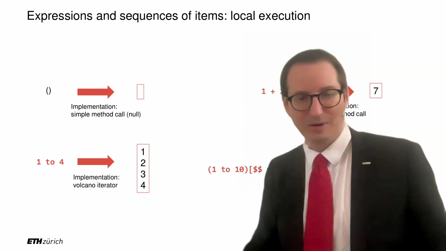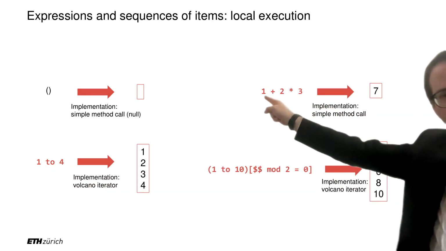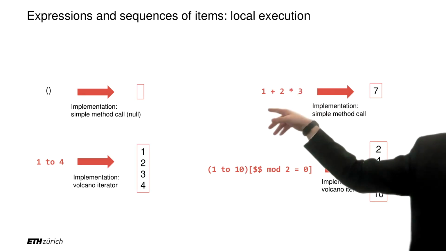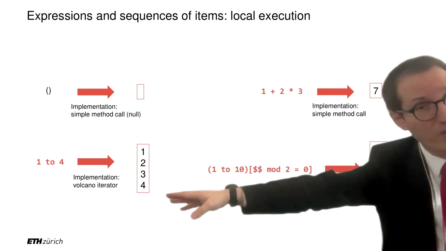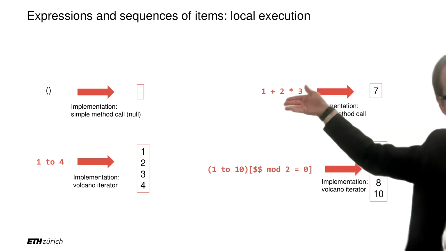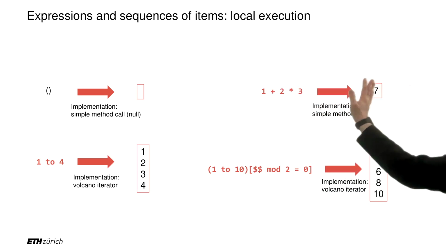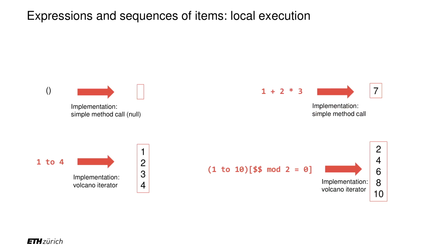So just an iterator, one by one. Here, it automatically detects that it's just a simple arithmetic that only returns one item. So it will not even bother with iterating because there's only one. So it directly calls methods. Right, 2 times 3 gives you 6 plus 1, 7, right? So it's automatically figuring it out.